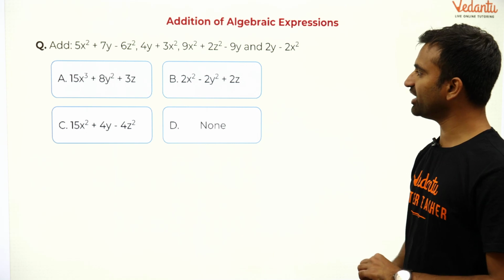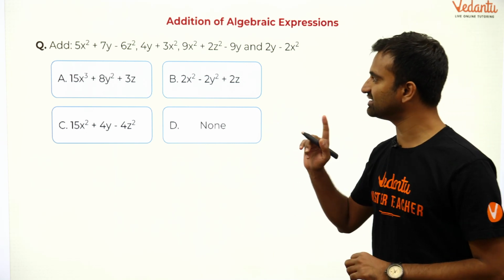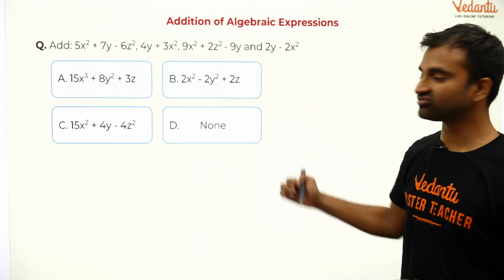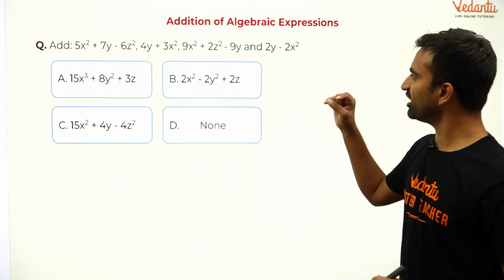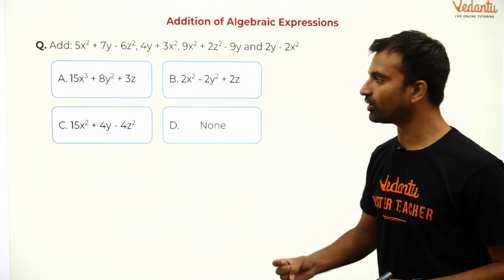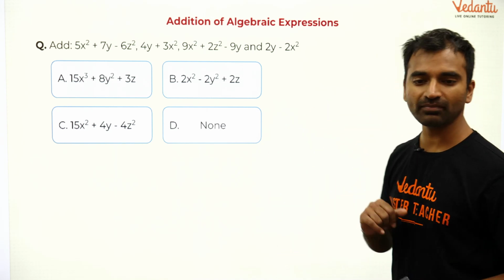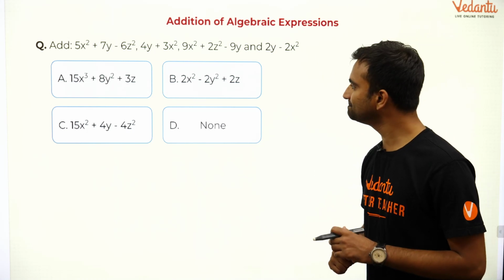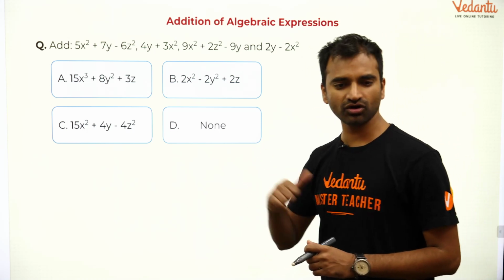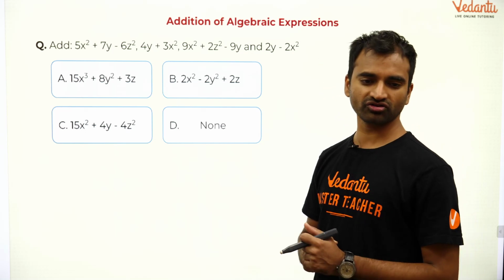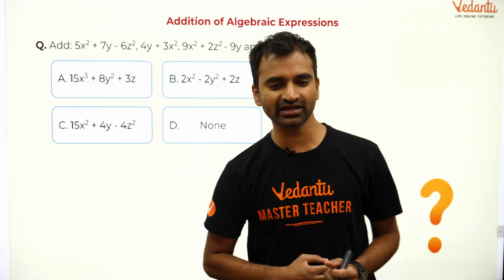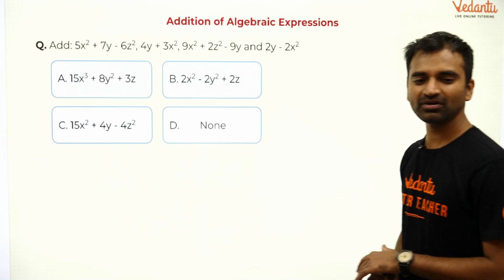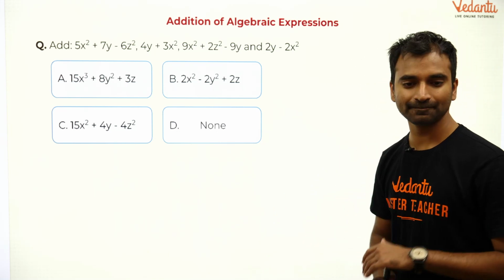So 5x square plus 7y minus 6z square, right? 4y plus 3x square, 9x square plus 2z square minus 9y, and you have 2y minus 2x square. Okay, Sagar Parvani says B. Alright, we will figure it out. Tanya Joshi also says B. Sagar, Tanya and Gaming Tech all agree. So yeah, that would be the right answer. Very good, 3 people are going with B. That is correct.